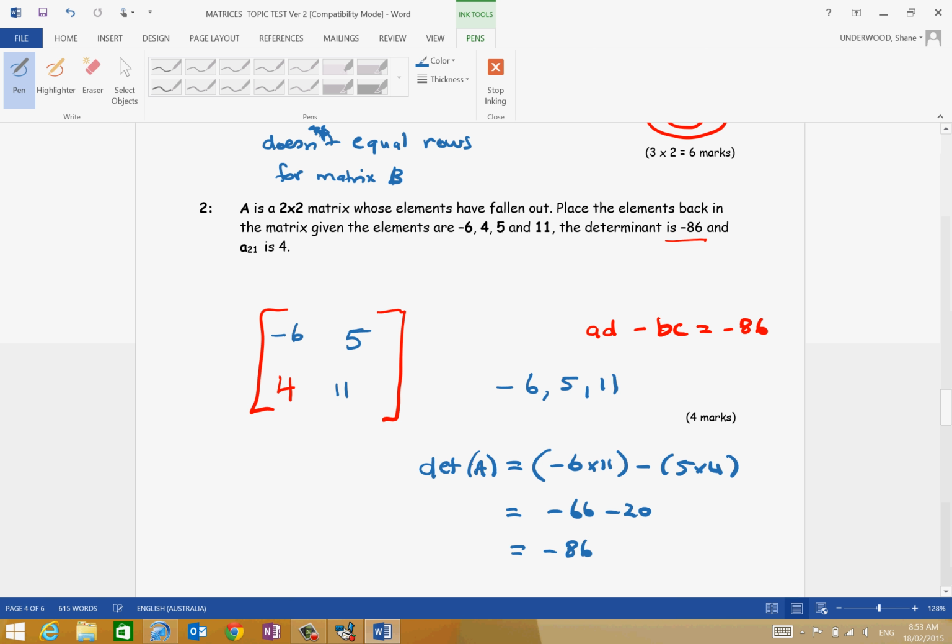Now, I could ask you, are there any other outcomes? Yes, there is. We could swap elements A and D. I could do that now, and I'm still going to get the same result. So there are 2 possible answers. As long as you provided one of those, we would give you the mark. Okay, so if you wanted to do it like so, then that is also well and truly okay. Are there any questions about that one?